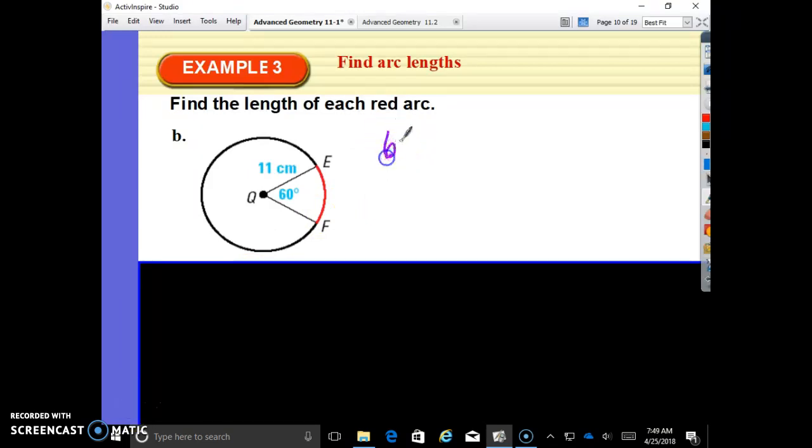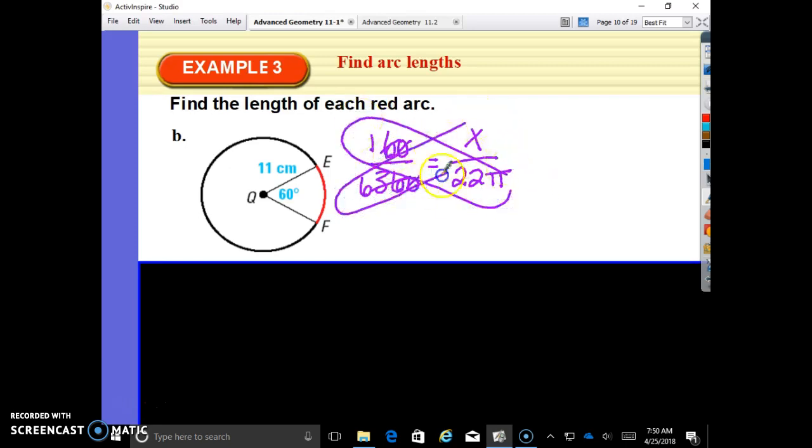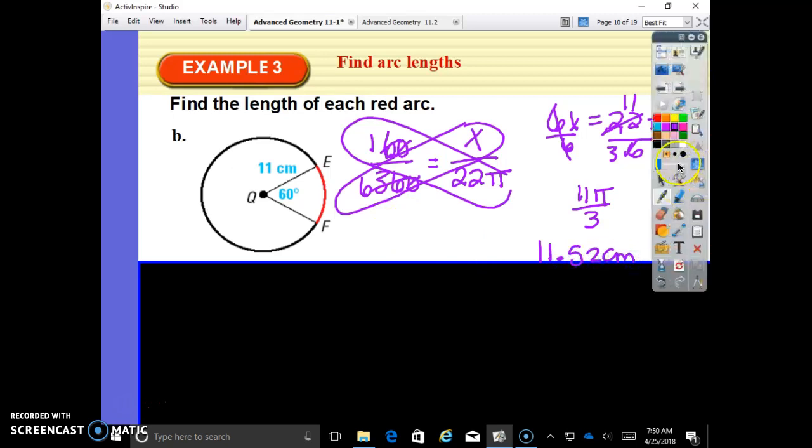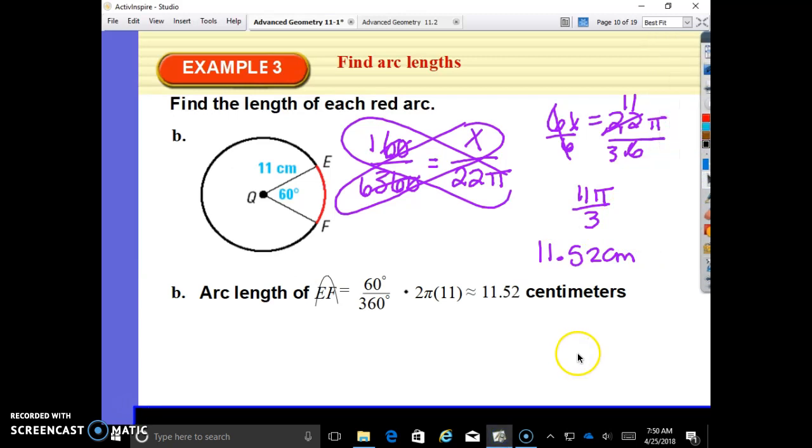So on this one, we have 60 degrees out of 360 degrees equals what portion of the circumference out of the total circumference, the whole circumference of 2 pi r, or pi d, 22 pi. We can reduce this to make life easier. 1 and 6. Cross multiply, set your cross products equal, and solve. So we have 6x equals 22 pi, divide by 6. So this is essentially 11 pi over 3, which as a decimal, 11 times pi equals, divide by 3 equals 11.52 centimeters. Make sense?